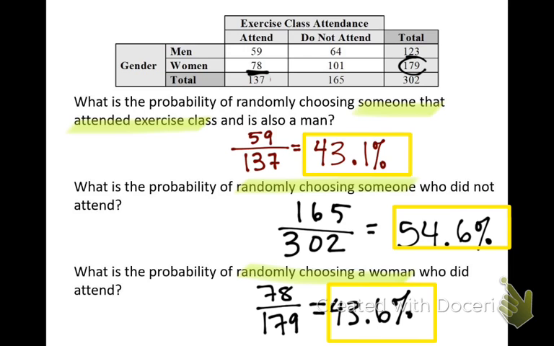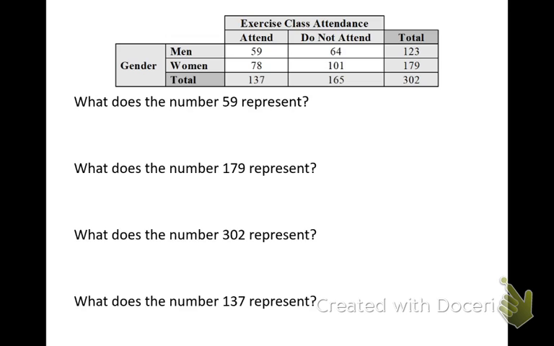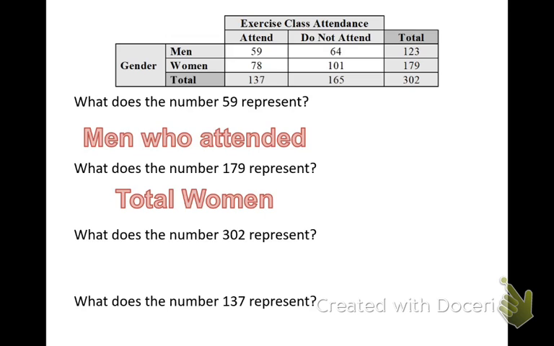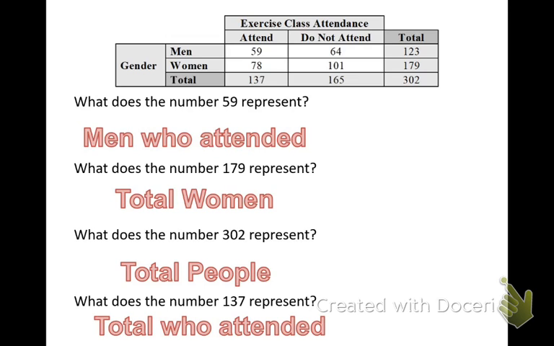Good. So you have a section of this on your test. You'll also have a section like this. What does the number 59 represent? The men that attended, however you want to say it. What does the number 179 represent? Total women. What does 302 represent? Total of people, total of everyone, it's fine. And then last, the number 137. Total that attended.